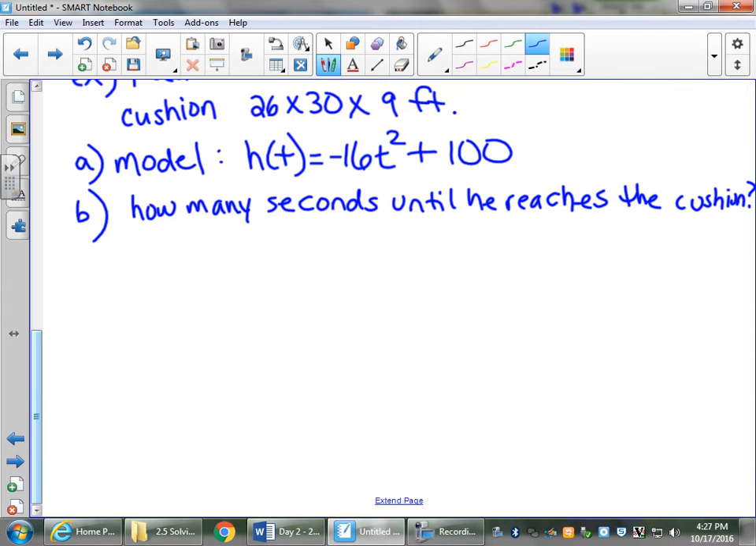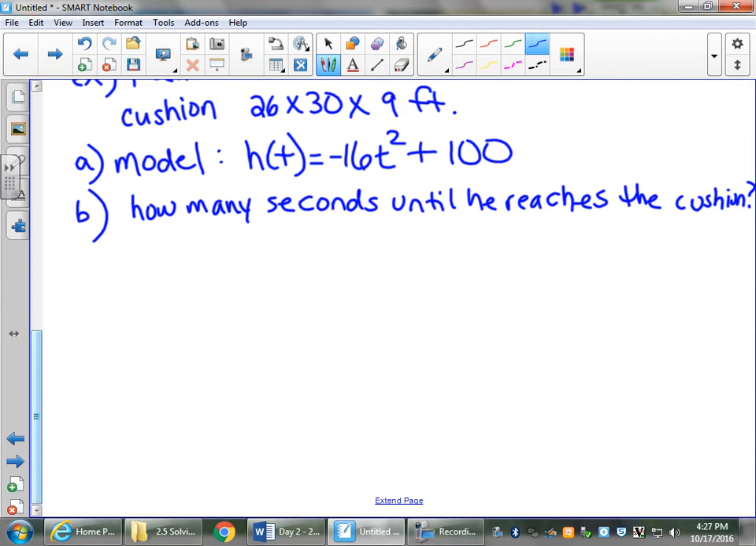So you do have to think about this real quick, what number you have to sub in and where you sub it into. Because I'm asking for the seconds, we don't know time, so we can't sub anything in for t. What we're going to sub in is a number for h of t. When he reaches the cushion, what would his height be? Okay, pause, think about that.